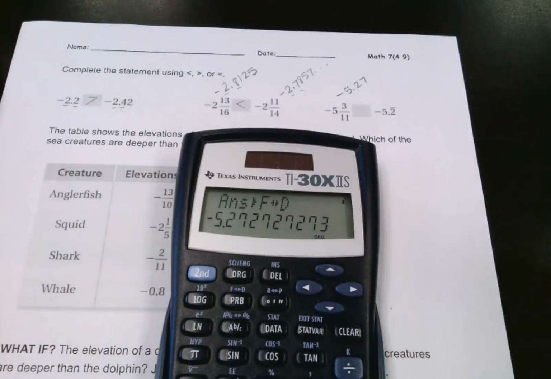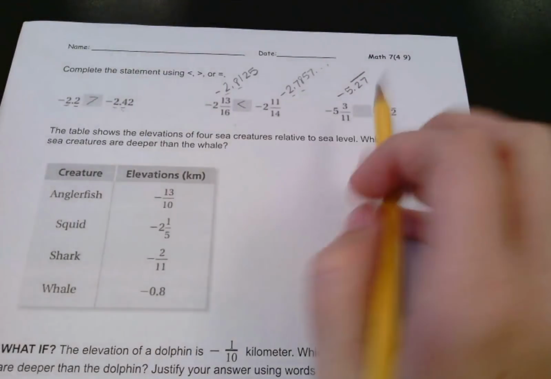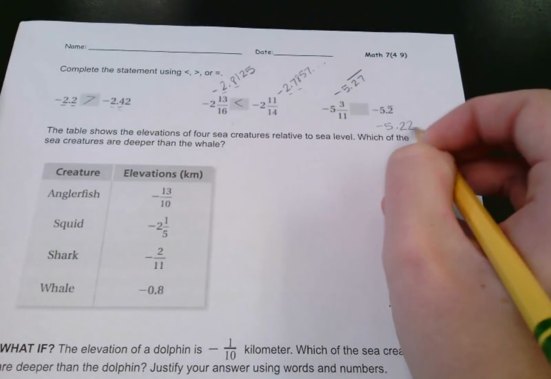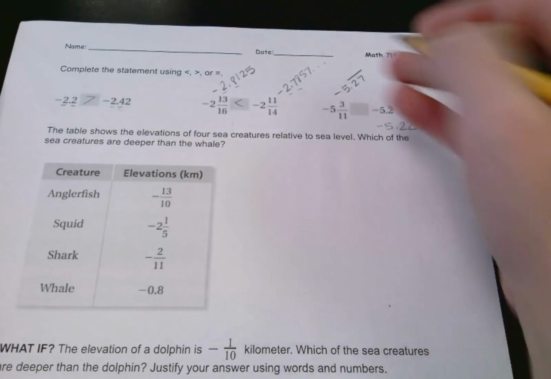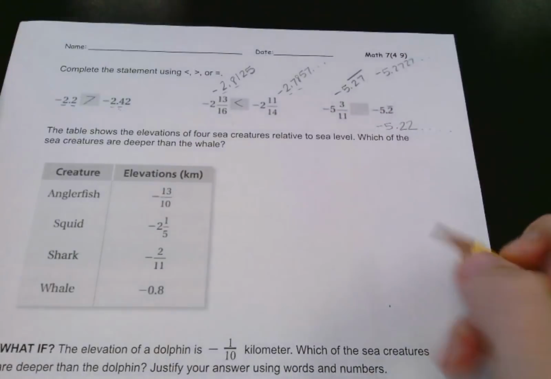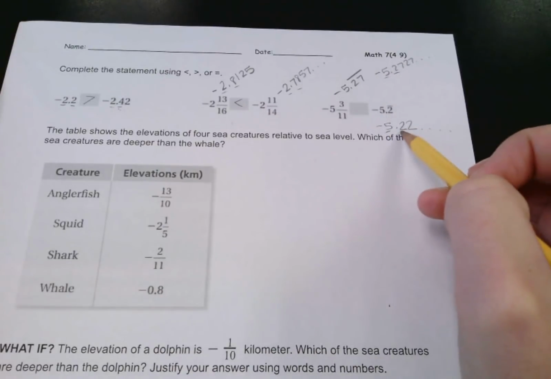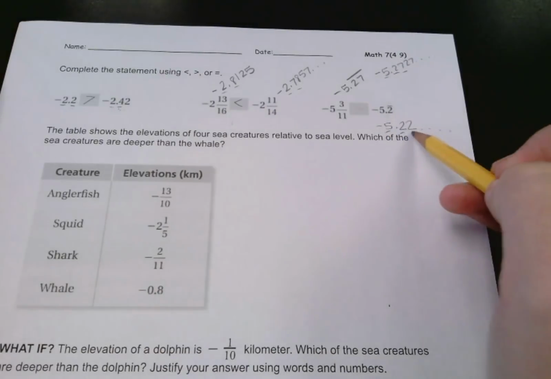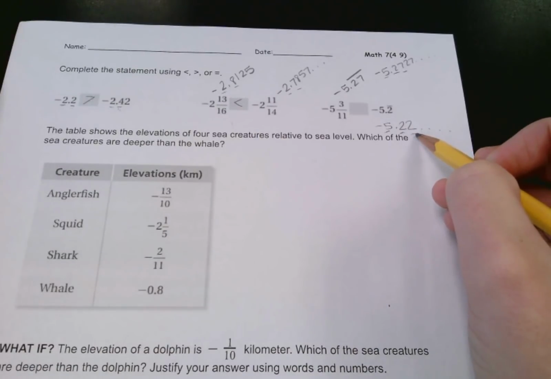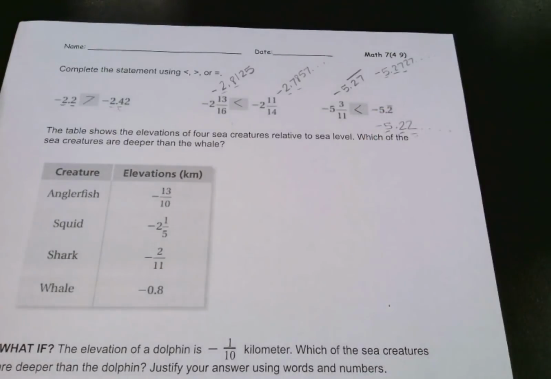Remember, that's because your calculator rounds it, right? So here's our bar. This bar means it's negative 5.22, and it keeps going. This one says it's negative 5.2727, and it keeps going. So if I look here, my 5s are the same, my 2s are the same, but I have a 7 and a 2. Well, 2 is closer to 0, which means 2 is going to be the bigger number in this case, which means it's going to go in this direction.